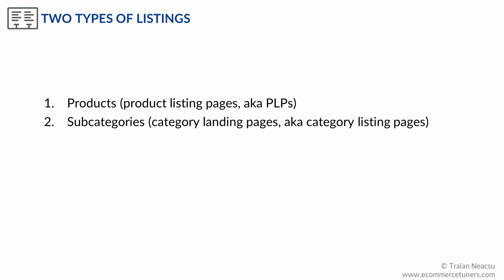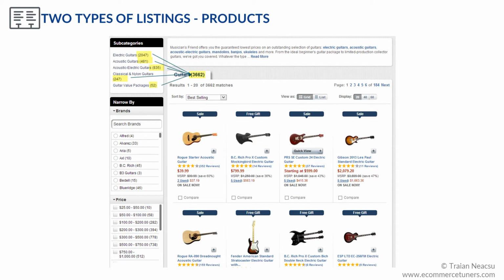Listing pages usually display one of the two types of items on e-commerce websites. Products, which are items belonging to the currently viewed category, and subcategories under the currently viewed category or department. Product grids or product lists display thumbnail images for all the items categorized in a certain category or subcategory. This means that all the items listed there share a common parent in the hierarchy.